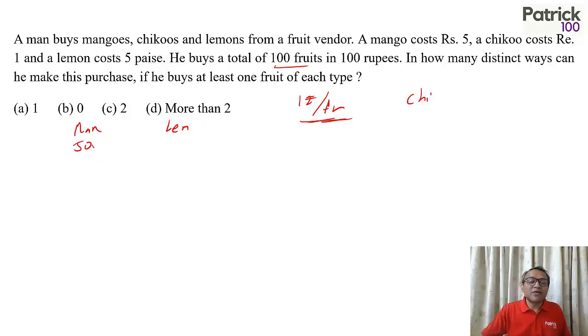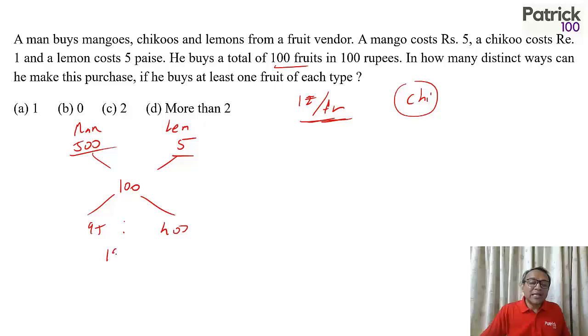Mango is 500 paise if I convert to paise, lemon is 5 paise, and I need 100 paise per fruit. Converting into paise becomes easier because chiku is already the average of 1 rupee per fruit, so the rest also should average 1 rupee per fruit. If you do alligation, you get 95 and 400, which is 19 is to 80. Which means if I buy 19 mangoes, I have to buy 80 lemons to get an average of 100.